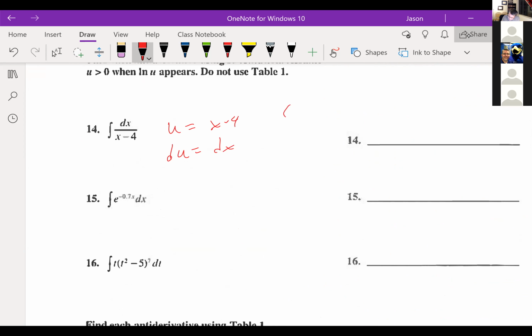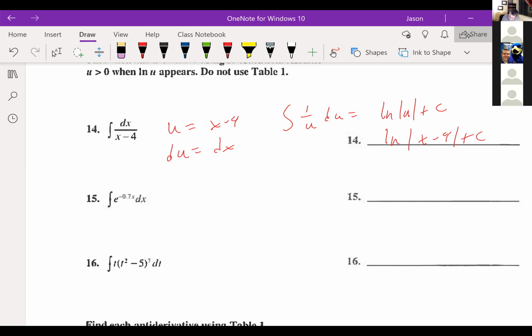So this is going to be the integral of 1 over u du, which is natural log of u plus c, which is going to be the natural log of x minus 4 plus c. Boom. Those are ones I like. That's nice.